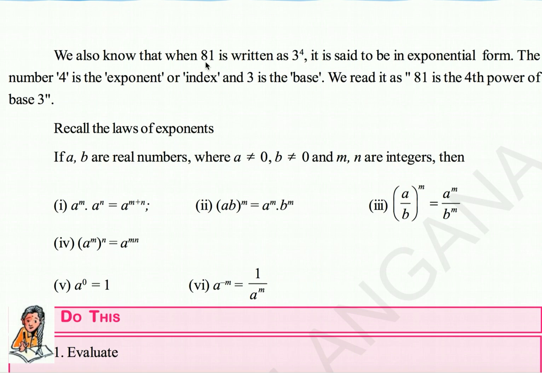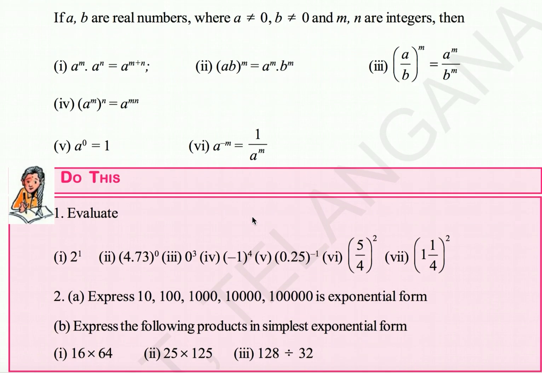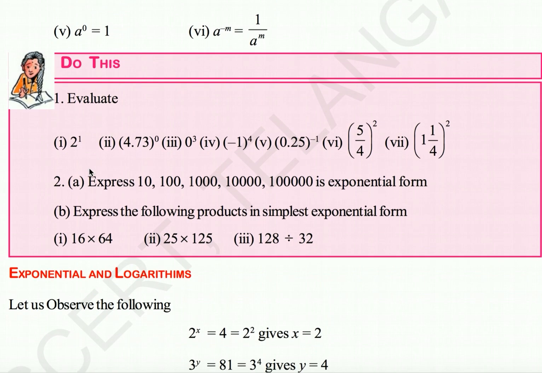Okay. Recall the laws of exponents. When a and b are real numbers where a not equal to 0, b not equal to 0, and m and n are integers, then a power m into a power n equals a power m plus n. (ab) whole power m equals a power m into b power m. (a by b) whole power m equals a power m divided by b power m. (a power m) whole power n equals a power mn, m into n. a power 0 is 1. a power minus m is 1 by a power m. So evaluation is pretty simple.